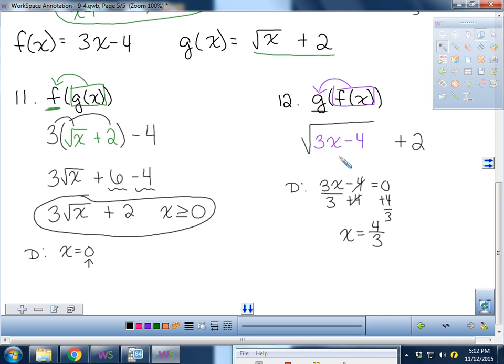So let's pick 0. 0 is smaller than 4/3. So if I were to plug 0 in, I would get 3 times 0, which is 0, minus 4, which is negative 4. That would give me a negative number. So I can't pick numbers that are smaller than 4/3. So that means all of the numbers I pick have to be greater than or equal to 4/3. All right? So you always use this number right here, but you have to decide whether the values can be bigger or smaller. So since 0 did not work, that tells me they can't be smaller. They have to be bigger. So x has to be greater than or equal to 4/3.